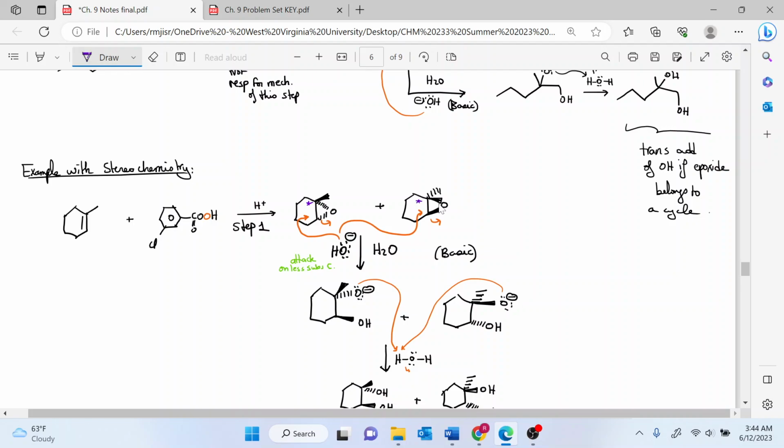So here I do have two chiral centers. So these are my two chiral centers. So you have to consider the stereochemistry. That is the first step of the epoxide.